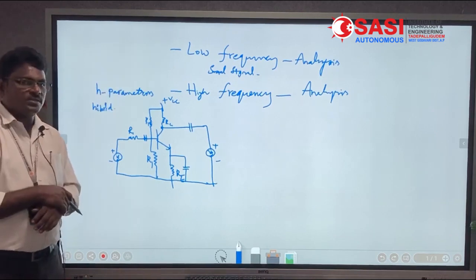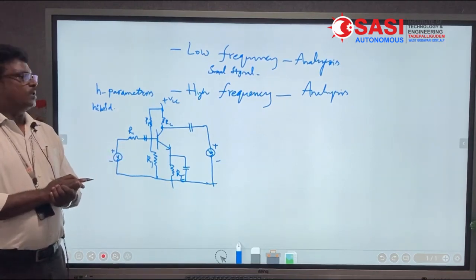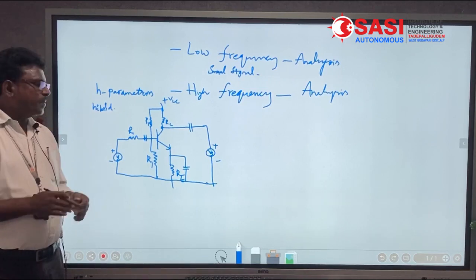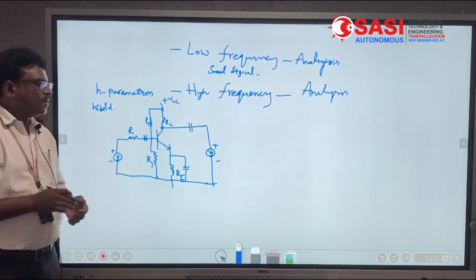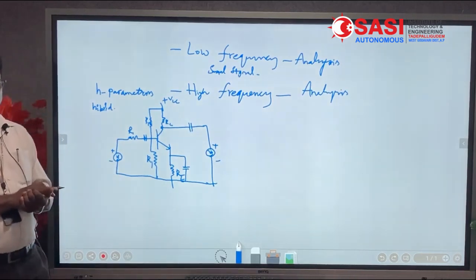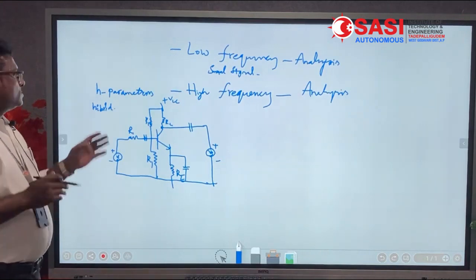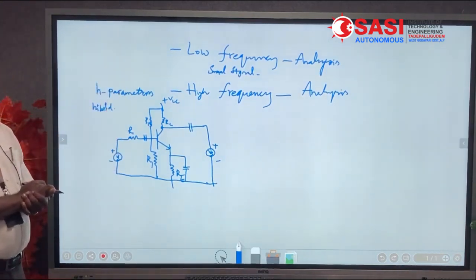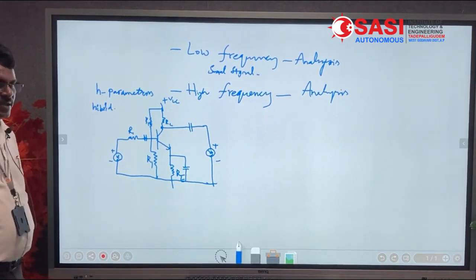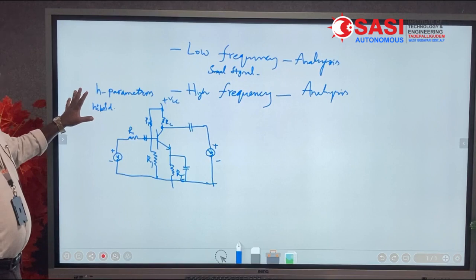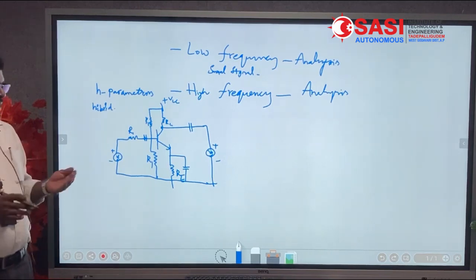But in low frequency analysis, this type of formulation is not possible. To measure gain, current, input impedance, and output admittance, a normal amplification analysis is not enough, so we have to introduce some parameters to analyze low frequency amplifiers. In the next class we will analyze the low frequency analysis of amplifiers.